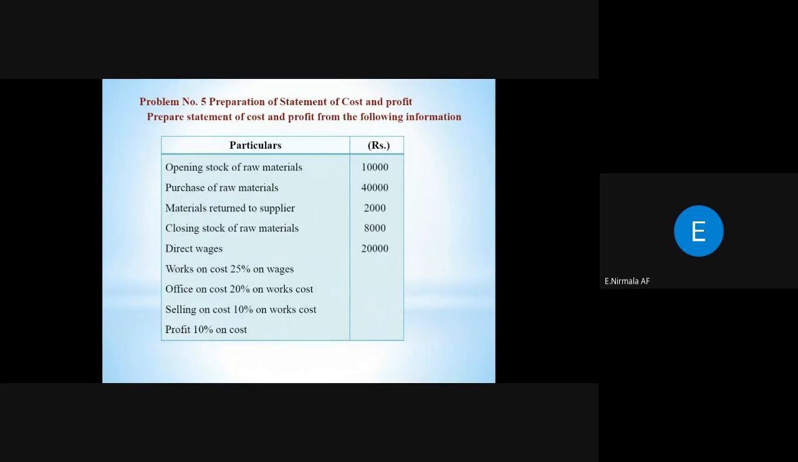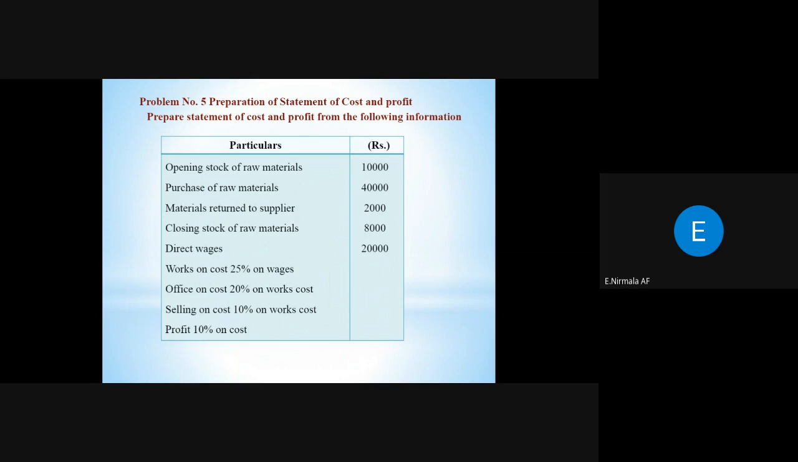Preparation of statement of cost and profit. Prepare a statement of cost and profit from the following information. Here you have opening stock of raw material, purchase of raw materials, material returned to supplier, closing stock of raw material, and direct wages 20,000. In this question, we don't have works overhead, office overhead, selling and distribution overhead. Instead of that, they mentioned we have to find out works overhead, office overhead, selling and distribution overhead with the help of the percentage.